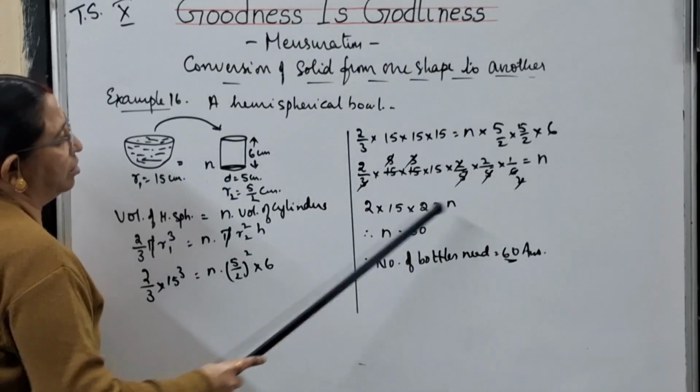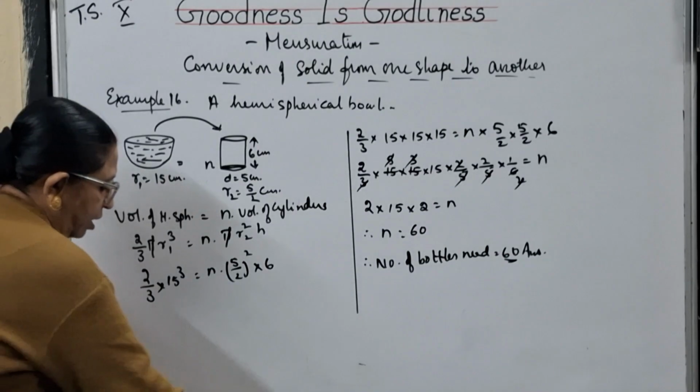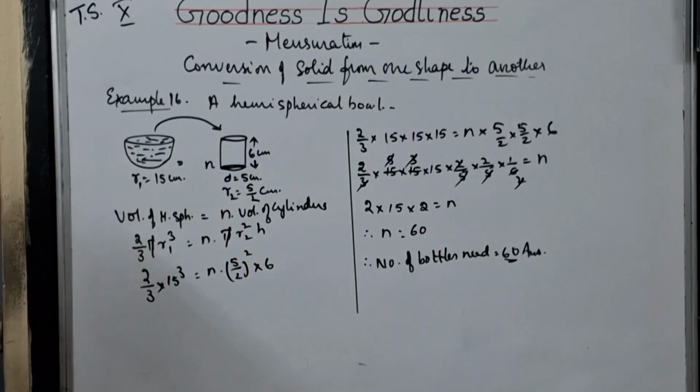So I have cancelled all. We have got the n value as 60, children. This is the answer for this problem, example 16. Please note it down.